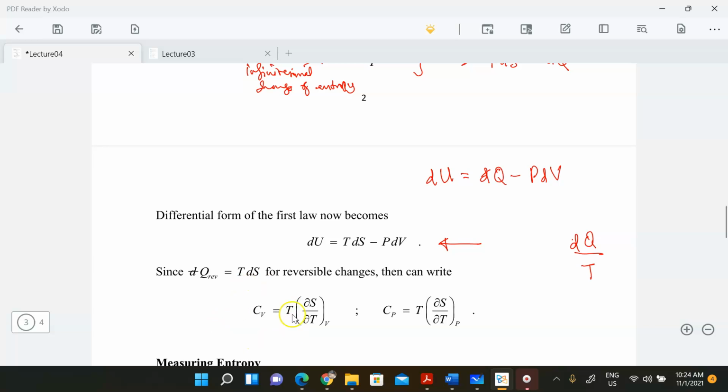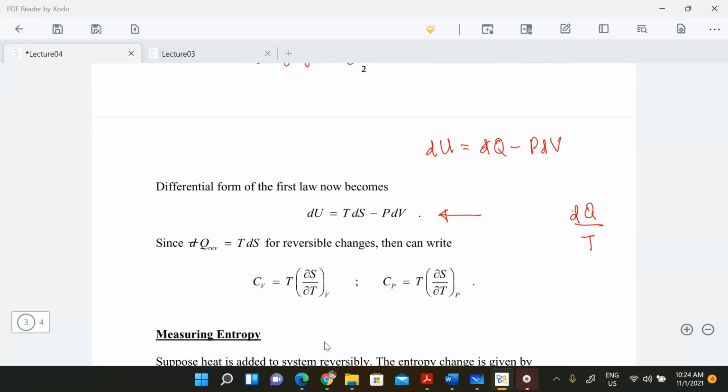You can look it up in your lecture notes, and one can now rewrite your heat capacities at constant volume and constant pressure as the temperature multiplied by the differential of the entropy with respect to temperature. And this will help us to define how entropy is actually measured, which is the next topic.